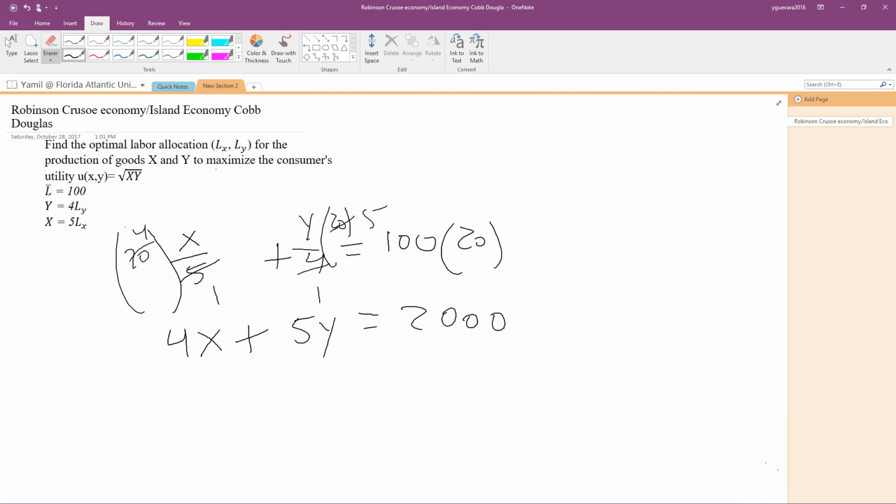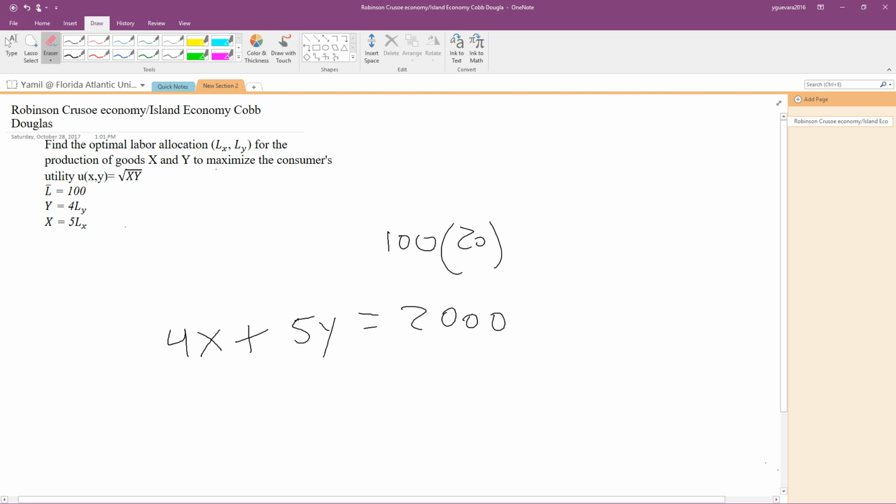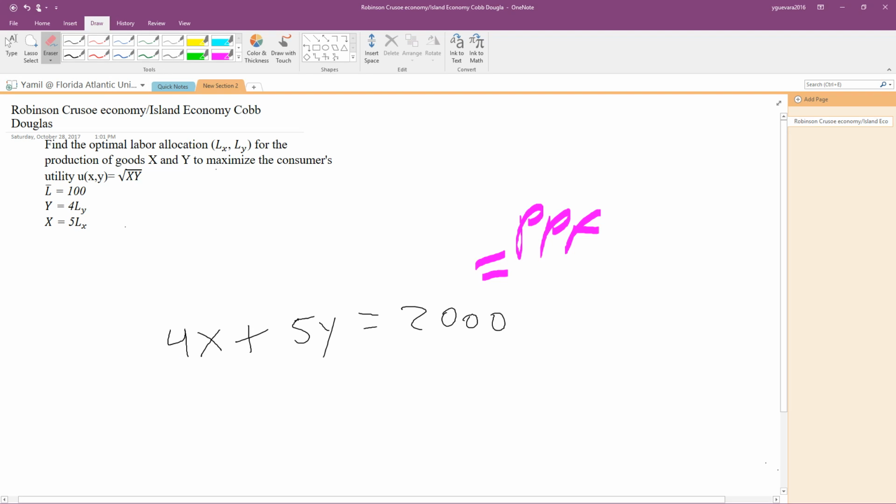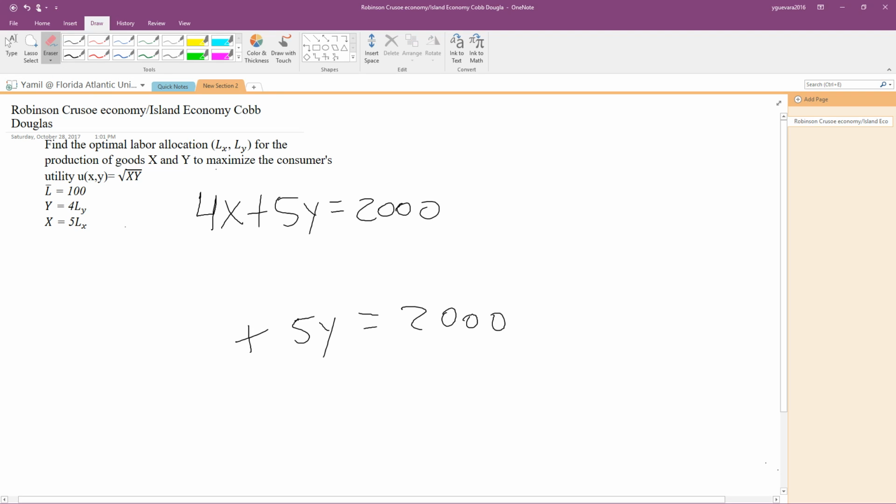Perfect. See, we're making progress here. And guess what? This is our PPF. Now that we found our PPF, let's move on. That was the first step of solving the problem. Let me rewrite our PPF here and erase this one over here.